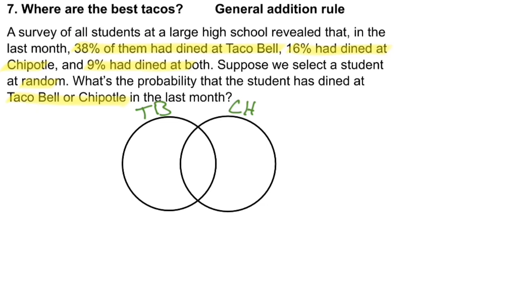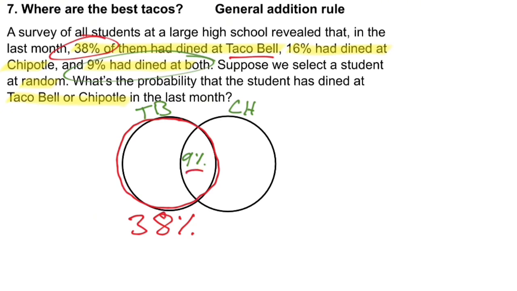And the way you handle a problem like this is you start by placing the joint probability, the intersection, the 9% of people who had dined in both of these locations. And then you understand the following. Taco Bell, 38% of them, this entire circle of Taco Bell has to be 38% of the data, but you already accounted for 9% of the data in the intersection. So that means you have to do 38% minus 9% to get the amount of students who only dined at Taco Bell and not also Chipotle. So 38 minus 9 is going to give you 29% of the data.